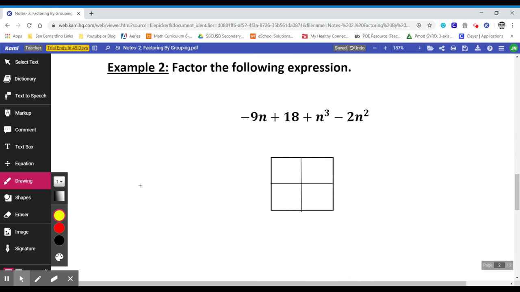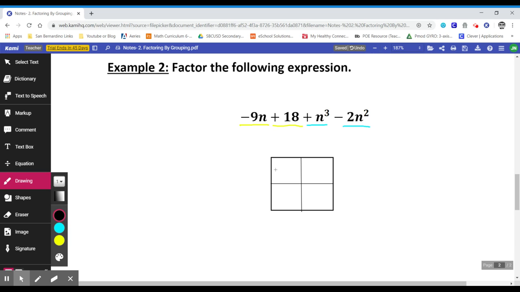So example number 2, same exact idea. We want to factor the following expression. So first I'm going to check, do these two have something in common? The answer is yes. You can take out a 9 from both of them. Do these two have something in common? The answer is yes. You can take out an n or an n squared, even better, from both of them. So now that I know that the answer is yes, they're pretty much grouped as they should be.